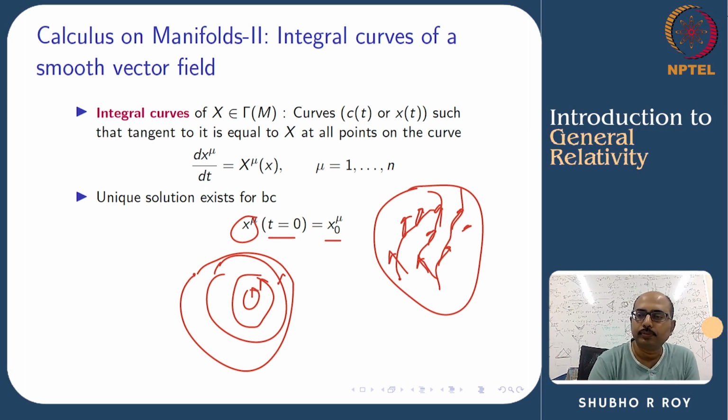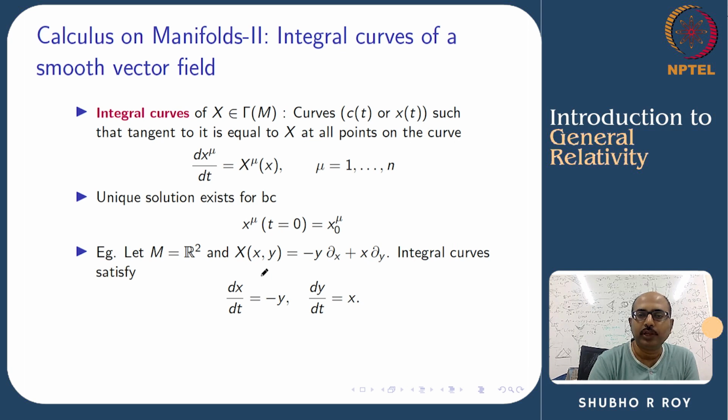Okay. And let me demonstrate with an example. So let's consider the manifold to be the trivial manifold R2. We have R2, and we have some vector field in R2. So the vector field, its components are, because it's R2, mu will take values 1 and 2. So two components. First component is minus y. Remember, this is the basis vector, and the second component is x.